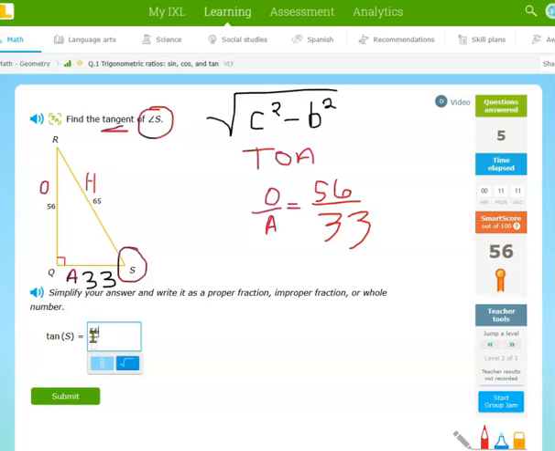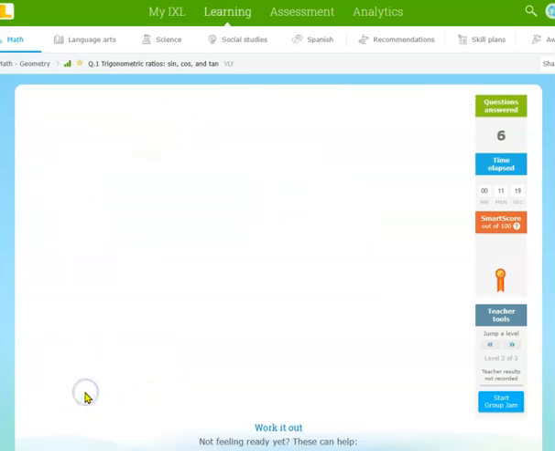Why is it not typing? There we go. 56 over 33. If I can type that incorrectly, hopefully that's correct.